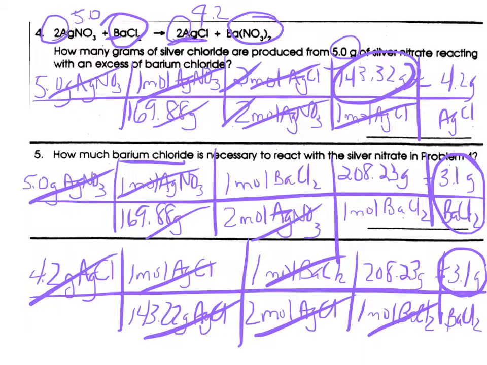Now, we could do law of conservation of matter to figure out how much barium nitrate, but the question doesn't ask for that in this one. But so that is stoichiometry mass to mass.